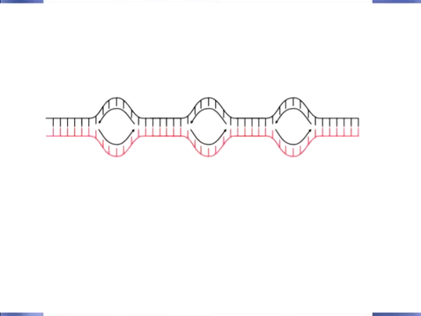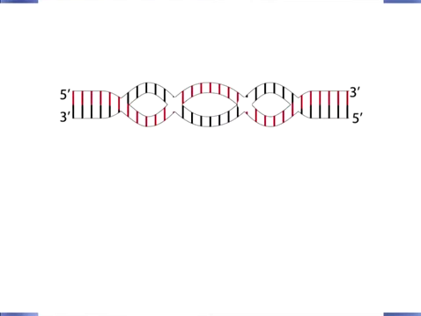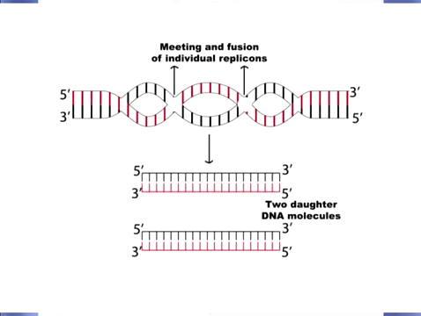A eukaryotic chromosome possesses a large number of replicons, whereas prokaryotes usually have a single replicon. Replicons grow with the advancement of replication forks in both directions. The individual replicons meet and fuse while the replication fork approaches the end of DNA. Lastly, the 2 daughter DNA molecules separate after the fusion of replicons.